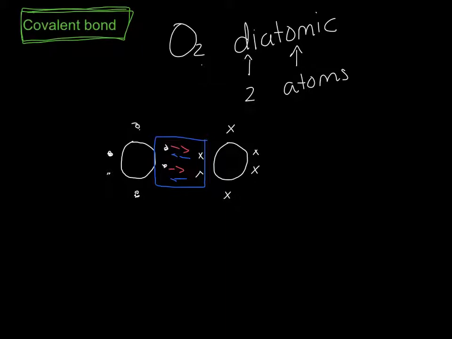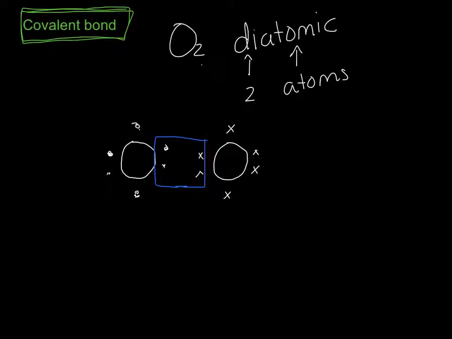So if you count it, you're going to see that this oxygen has 1, 2, 3, 4, 5, 6, 7, 8 electrons. So it's happy. And this oxygen has 1, 2, 3, 4, 5, 6, 7, 8.